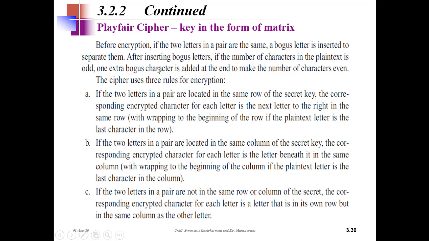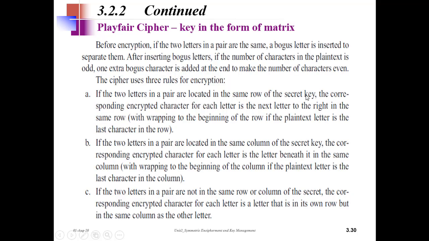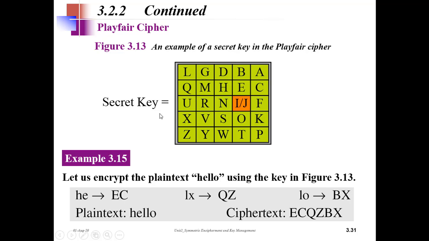Then there are 3 rules of encryption depending on the characters. So if the two letters in a pair are located in the same row of the secret key, so H is what? In the same row. So if they are in the same row, the corresponding encrypted character for each letter is the next letter to the right in the same row. So what is it? HE. So for H, what is the next letter to the right? E. So we'll start encryption from here. So EC. So EC is the encryption.